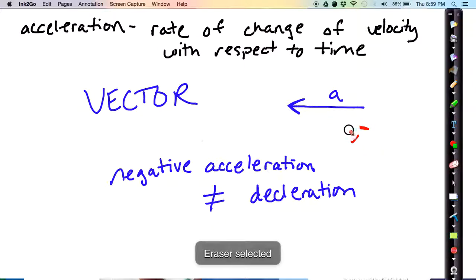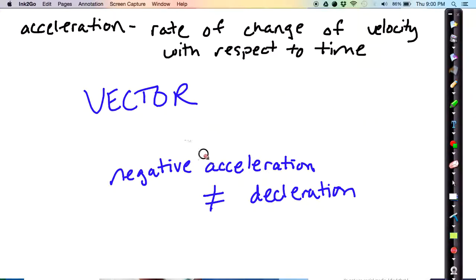On the other hand, if the acceleration vector and the velocity vector are in opposite directions, so here we have an object that's traveling in the positive x direction, but accelerating in the negative x direction, now we would see a decrease in speed. But again, negative acceleration and deceleration are not the same thing. If you have a situation where negative acceleration does cause an object to slow down, it just means that the acceleration vector is pointing in the opposite direction of the velocity vector. So we have to be careful with our vector addition when we're thinking about acceleration.